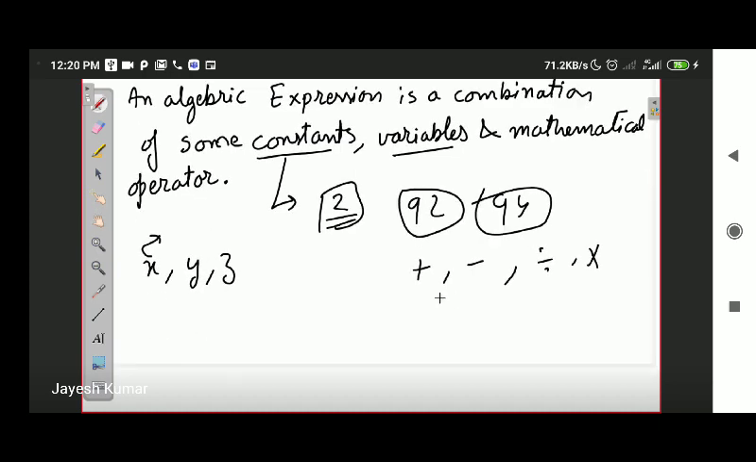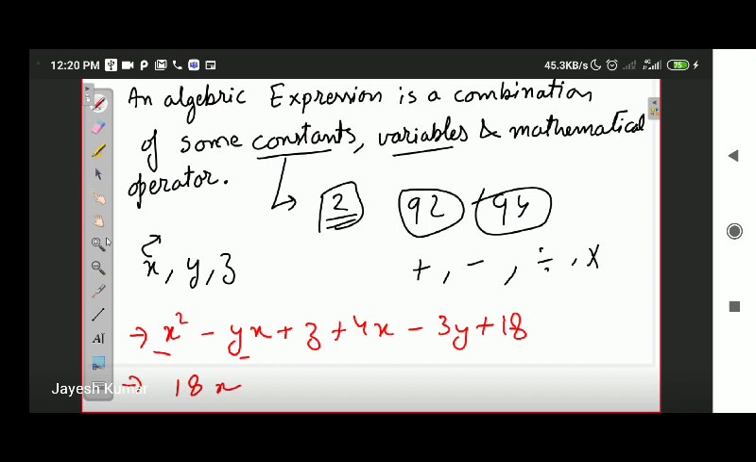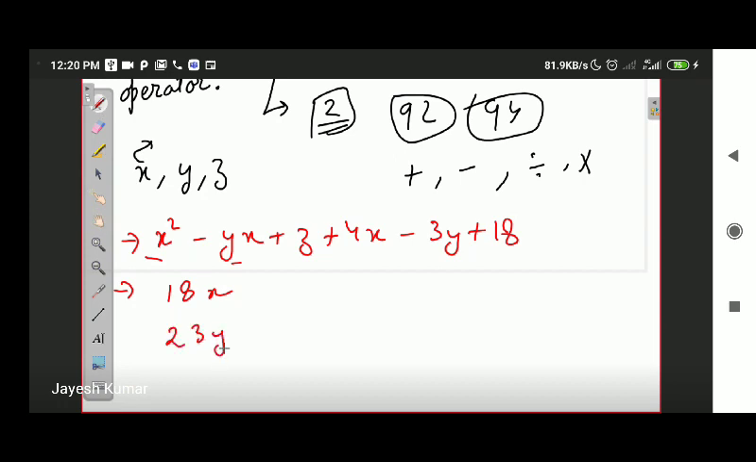Any polynomial, any algebraic expression, it can be x square minus yx plus z plus 4x minus 3y plus 18. Okay, so this can be said to be an algebraic expression. I have taken too many terms. If I just say 18x, it is also in itself an algebraic expression. If I say 23y, again in itself it is an algebraic expression. 16y square, even if we don't use any constant, z cube in itself is an algebraic expression.